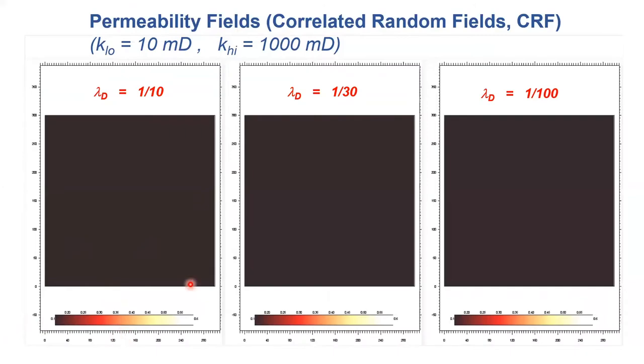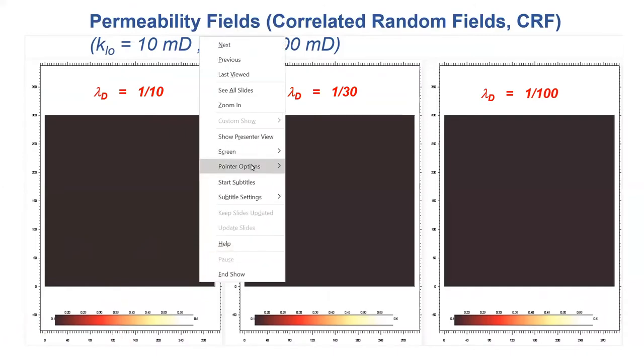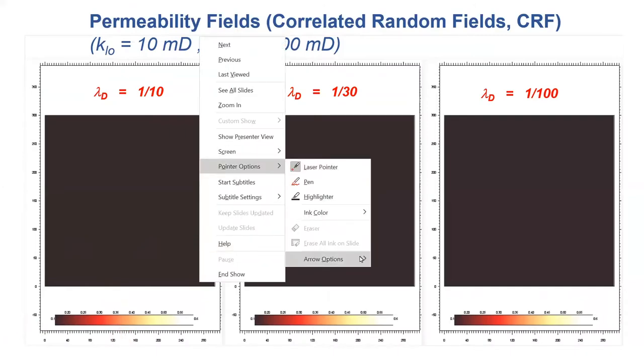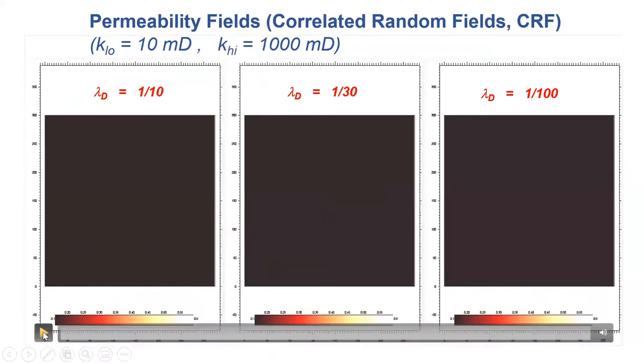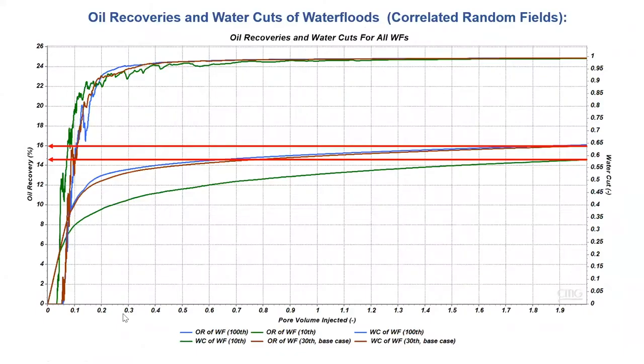I need to go back to my pointer off. How do I get rid of the pointer? How do I switch this off? Just off. Yes, I do. I need to just click on the laser again. Okay, got it. Oops, wrong. I need to make it this.